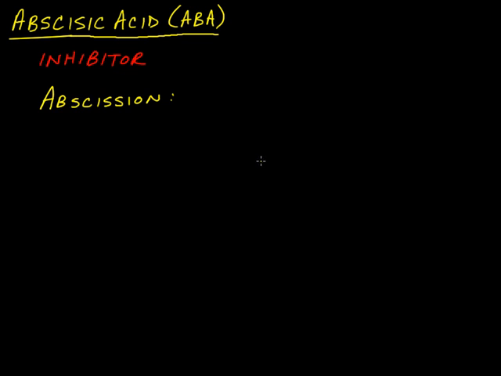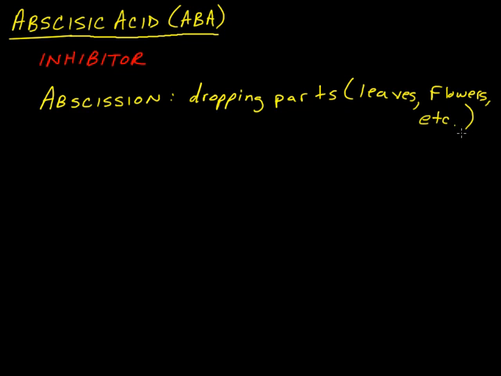Abscission is basically, I've used the term self-amputation, that plants will use to drop leaves or maybe fruit or flower parts that are no longer useful to them. Maybe a less gruesome way to word it would be dropping parts, leaves, flowers, etc. That's what abscission is. And ABA, for short, or abscisic acid, stimulates this process.